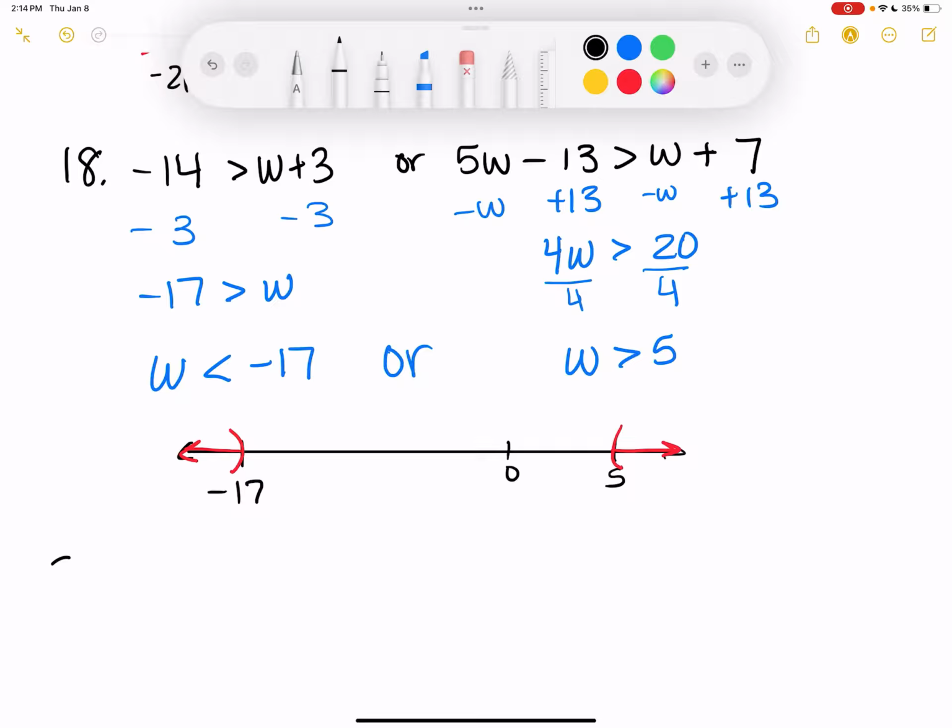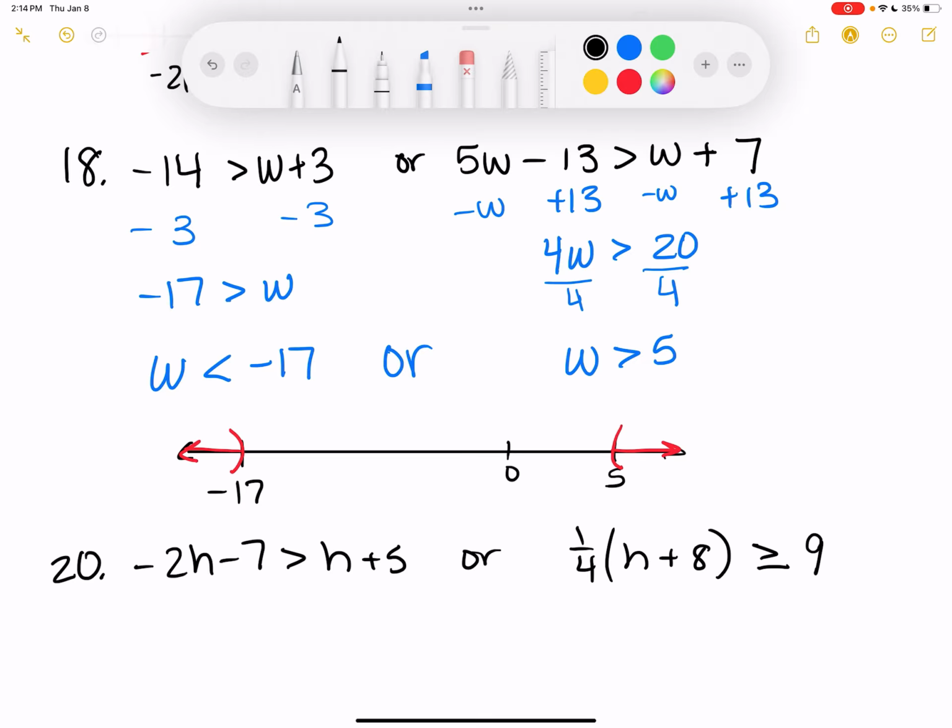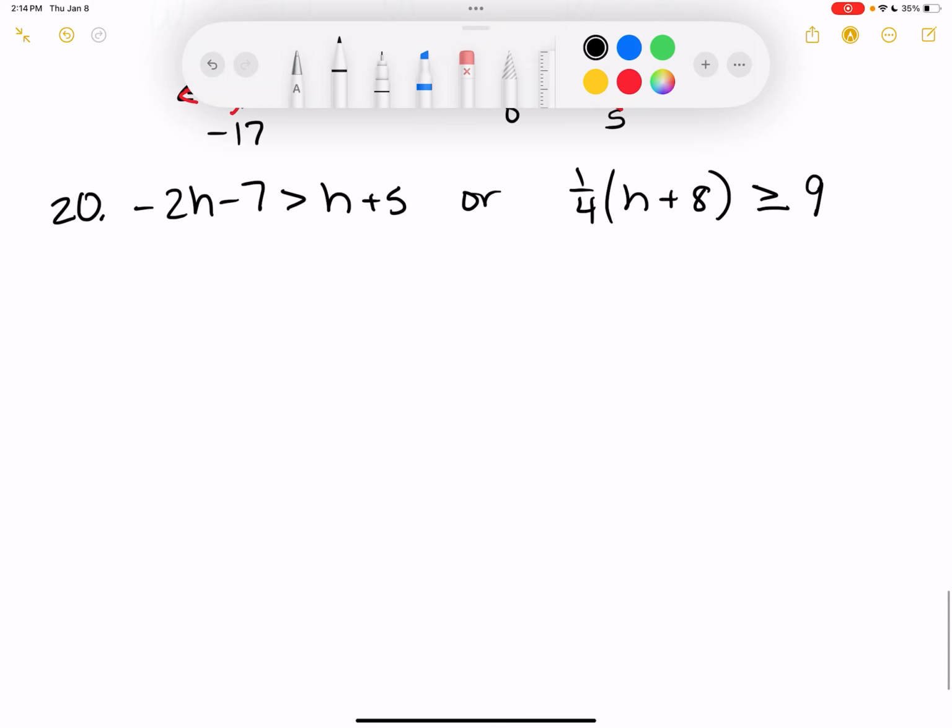Negative 2h minus 7 is greater than h plus 5, or 1/4 times h plus 8 is greater than or equal to 9. You want me to do this one? Okay, I'll do it. No, somebody else do it. Alright, let me try. Alright, you got this, Sean. I dropped my pencil.